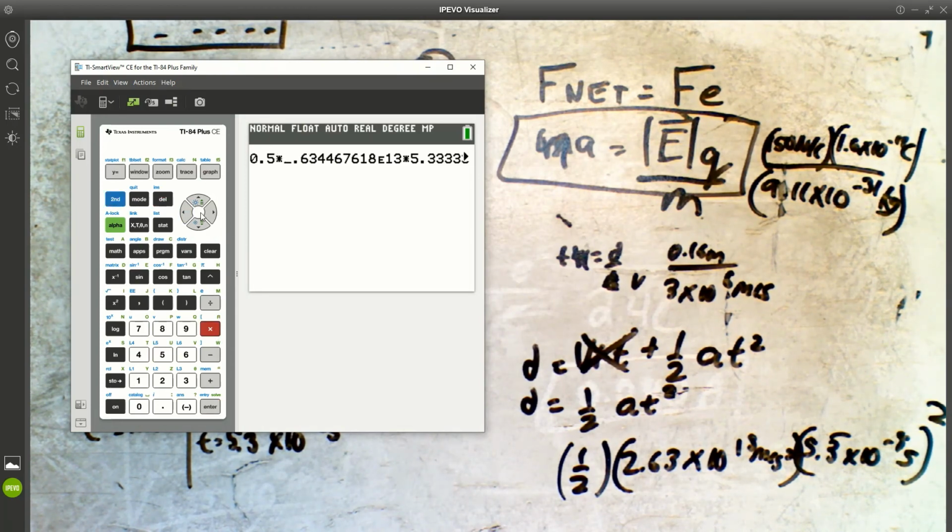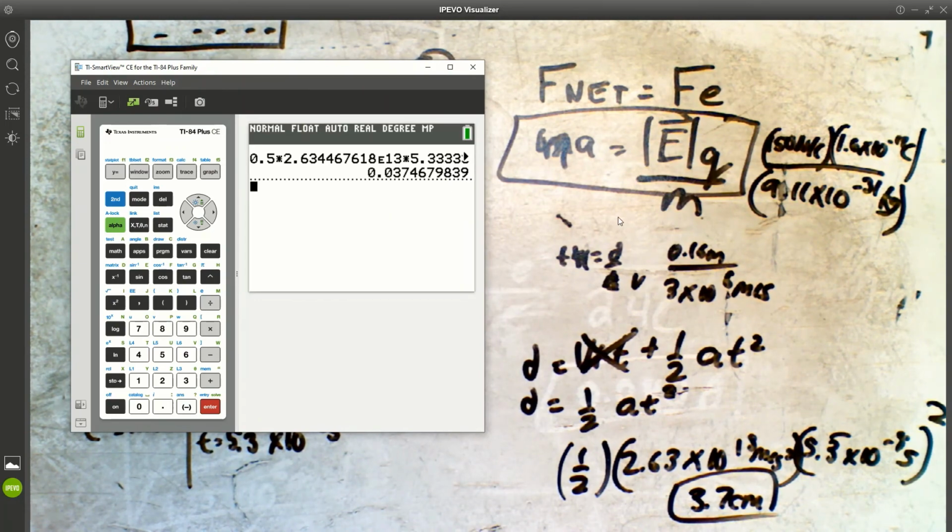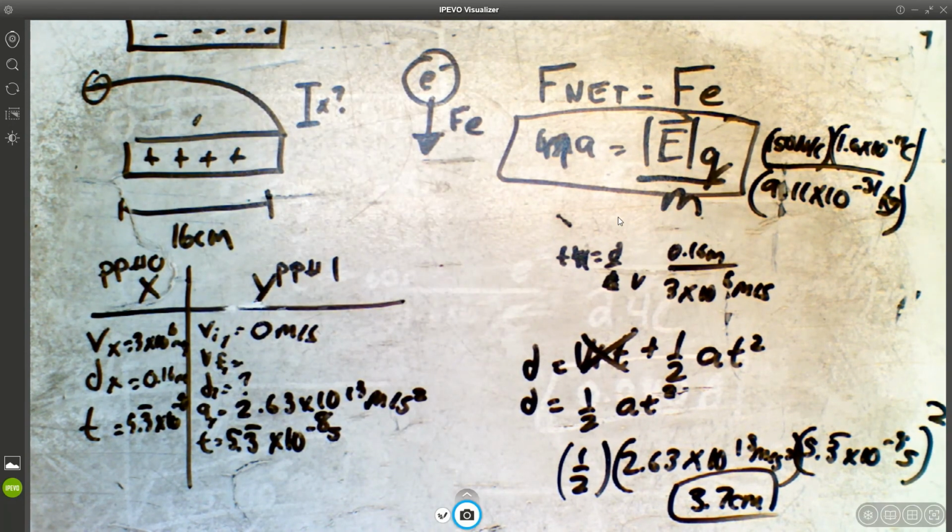Forgot my times. And I get 3.7 centimeters. Which makes sense, because if I go 16 across, 3.7 down is, and I get the correct answer, and I'm happy with myself. Good work, Mr. Latte.